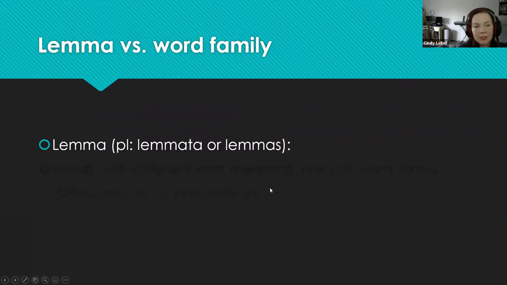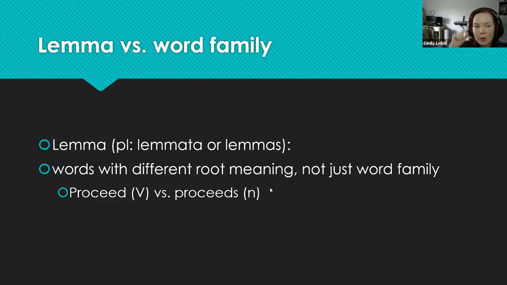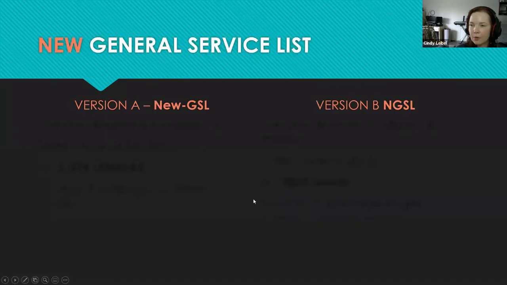So we've also started to look at this comparison between the lemma and the word family. So lemma, which is pluralized as lemmata or lemmas, is when we separate words into more than just what they look like, but also their root meaning. So proceed, the verb to proceed, would be separated from proceeds, the noun. So with this transition, we've started to move towards the use of lemmas, lemmata, for word lists.